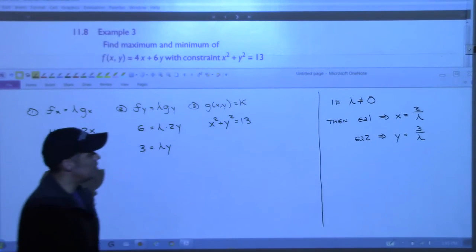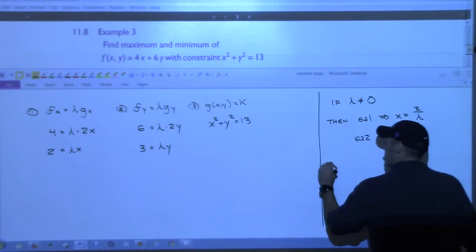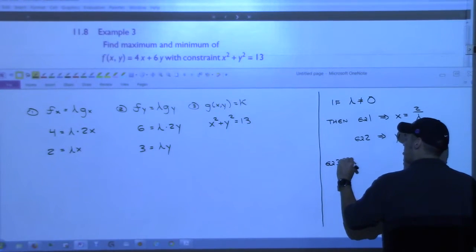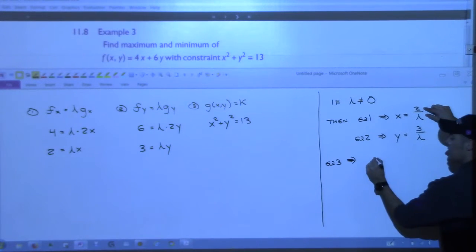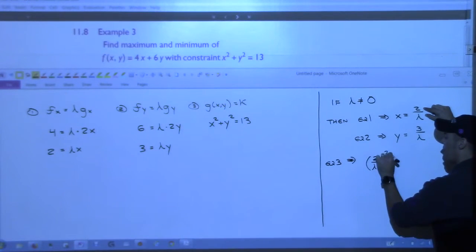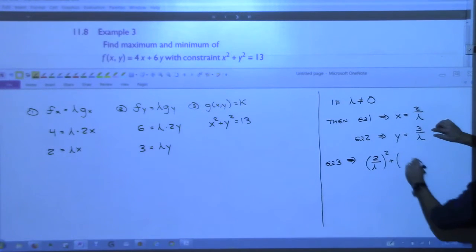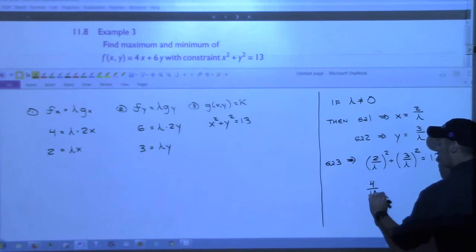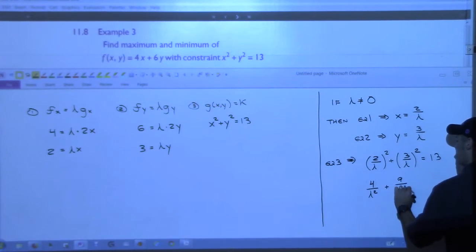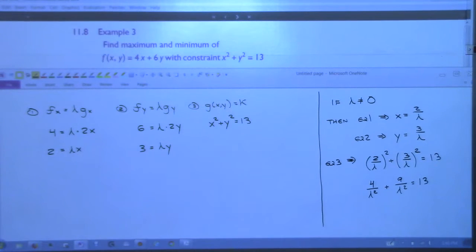Now, what does equation 3 give us? So equation 3 tells us now that x squared, which would be this, 2 over lambda, that quantity squared, plus y squared, which would be 3 over lambda squared, must be 13. And now this is a single equation with a single variable. The single variable here is lambda, isn't it? So let's go ahead and square everything. We get 4 over lambda squared plus 9 over lambda squared must equal 13. Any ideas on how to go about this now?